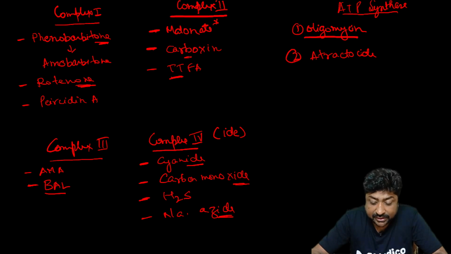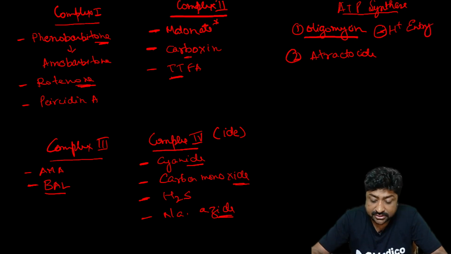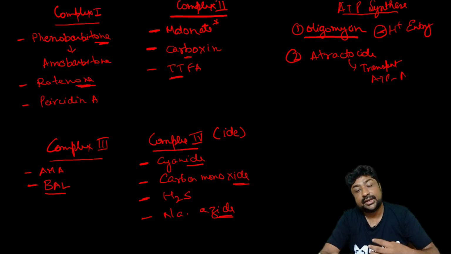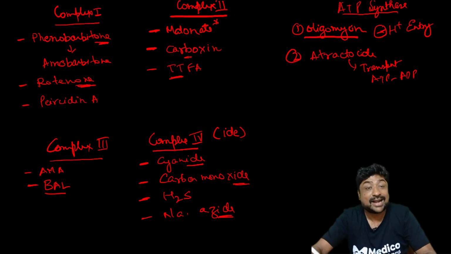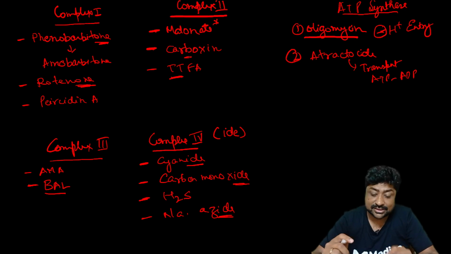Now, what is the mechanism by which oligomycin inhibits the ATP synthesis? It inhibits the entry of hydrogen ion. How does atractoside inhibit? It inhibits the transporter. The ADP transporter will push the formed ATP out of the mitochondria and put the ADP inside the mitochondrial matrix. So that transporter is inhibited. So these are the two inhibitors of ATP synthesis.